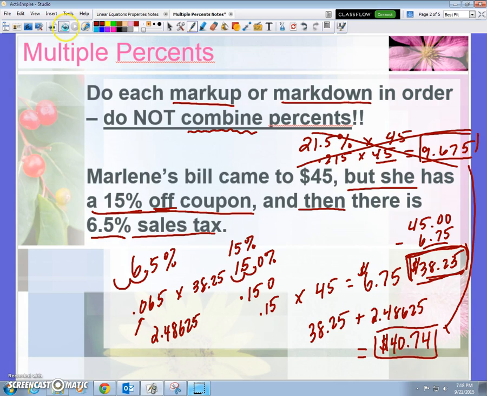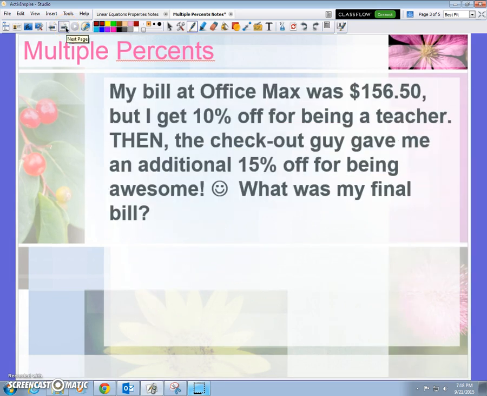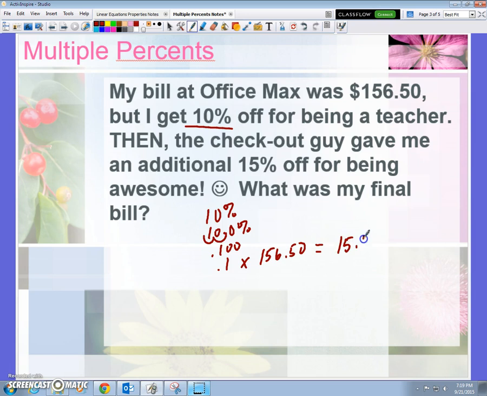So let's take a look at the second one here. It says my bill at Office Max was $156.50, but I get 10% off for being a teacher. So that's good news. So let's start right there before we read any other stuff in the problem. $156.50, but I get 10% off. So 10% or 10.0%, I'm going to move the decimal place two spots. 0.100, or better yet, just 0.1 is fine. 10% times 156.50 equals $15.65.